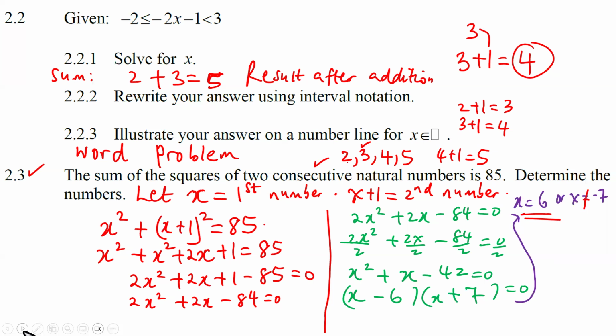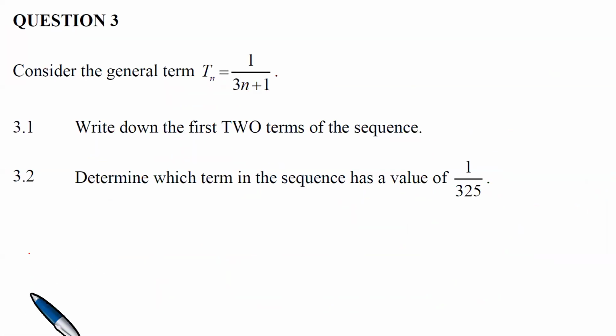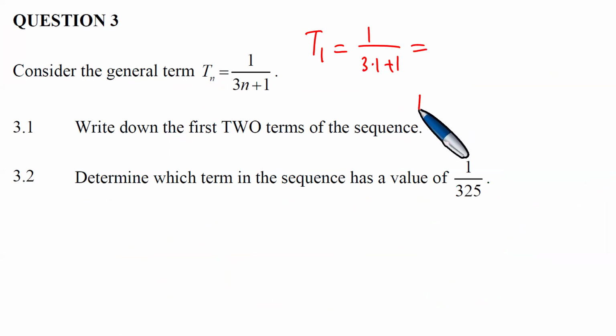So the next question is 3.1. Consider the general term, this one. Write down the first two terms of the sequence. We get T1. What is T1 from this? Wherever there is n, you put 1. So it becomes 3 times 1. Then what is the answer here?